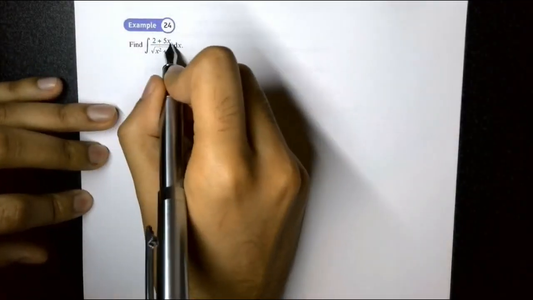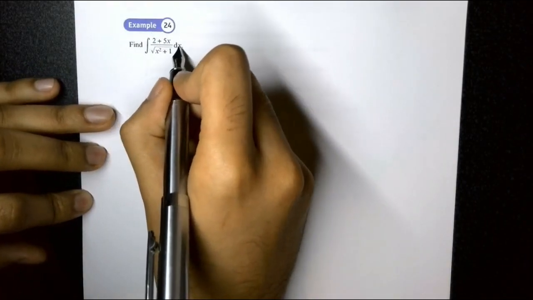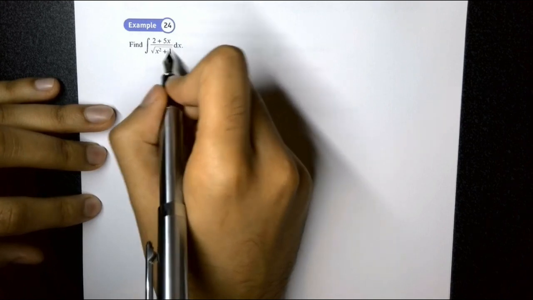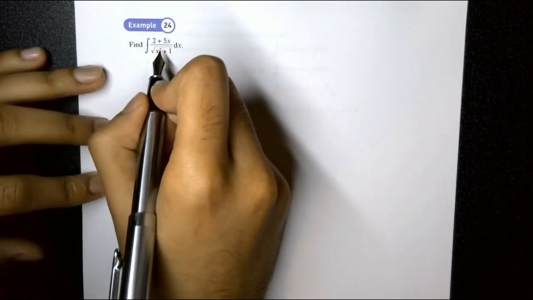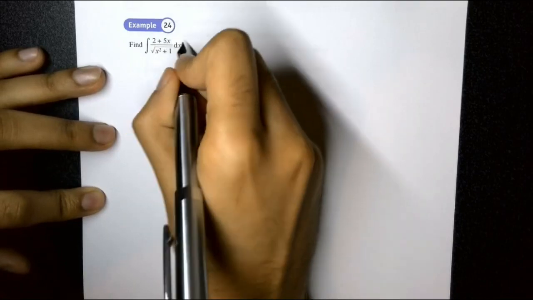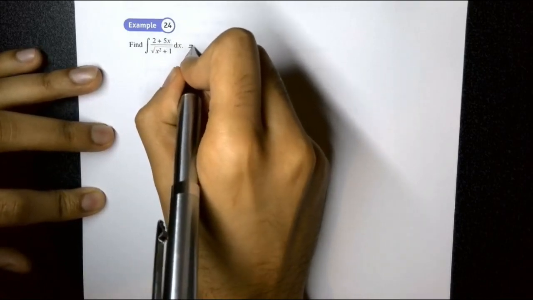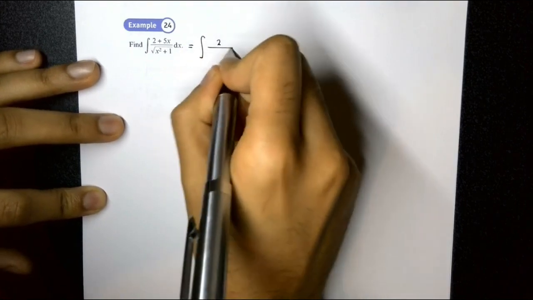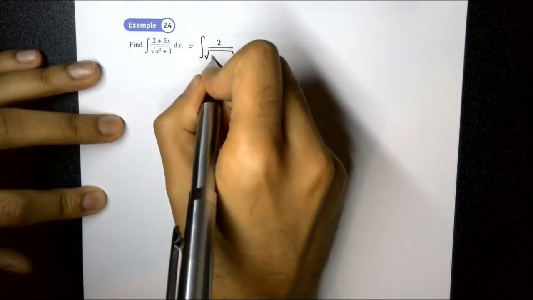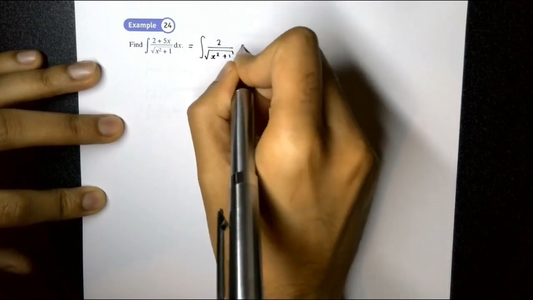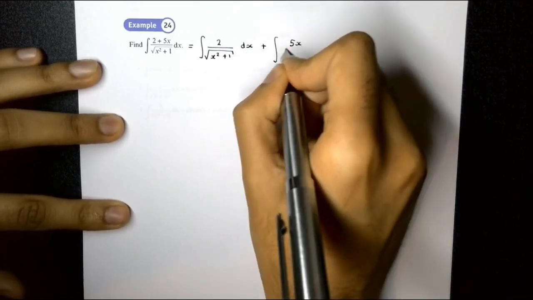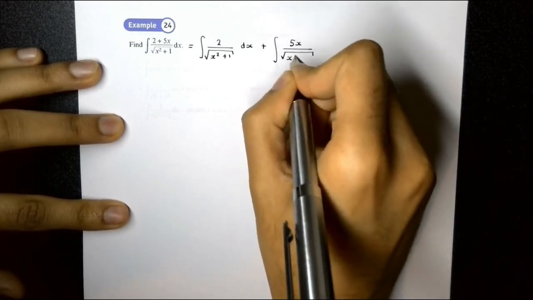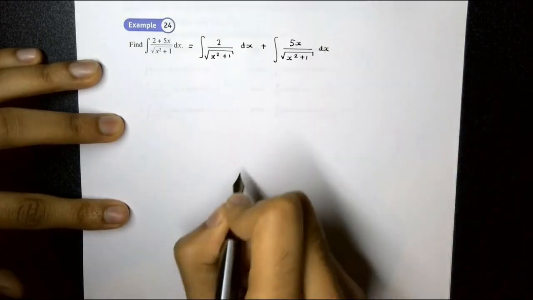Example number 24, we have to find the integral of 2 plus 5x over square root of x squared plus 1 with respect to x. So to do this we need to split this numerator up so that we have something which is more integrable. So we can split this up as the integral of 2 over square root of x squared plus 1 with respect to x plus the integral of 5x over square root of x squared plus 1 dx.